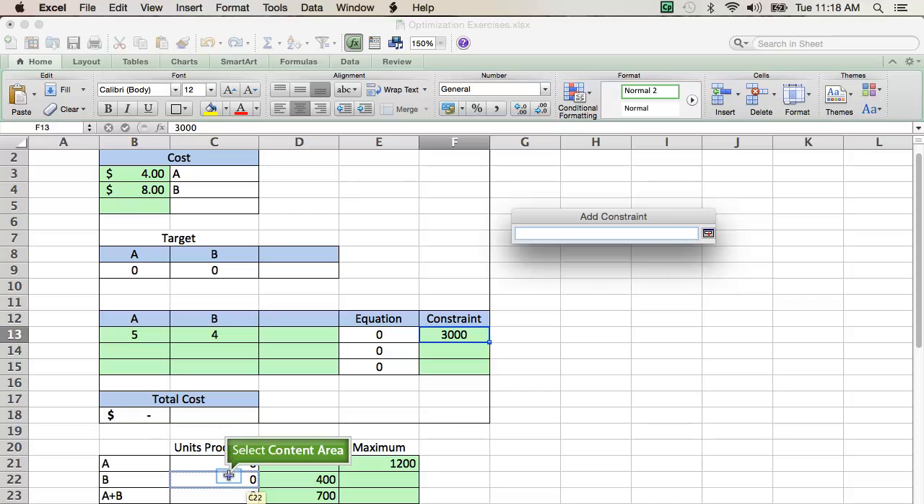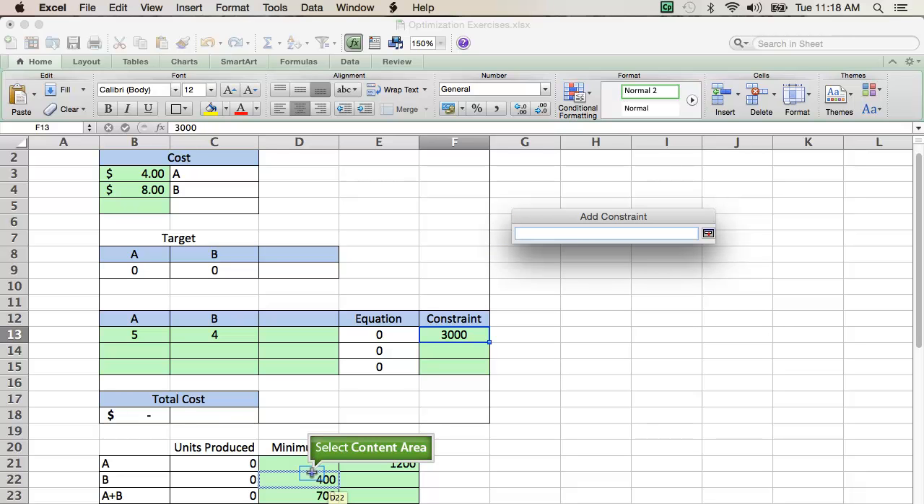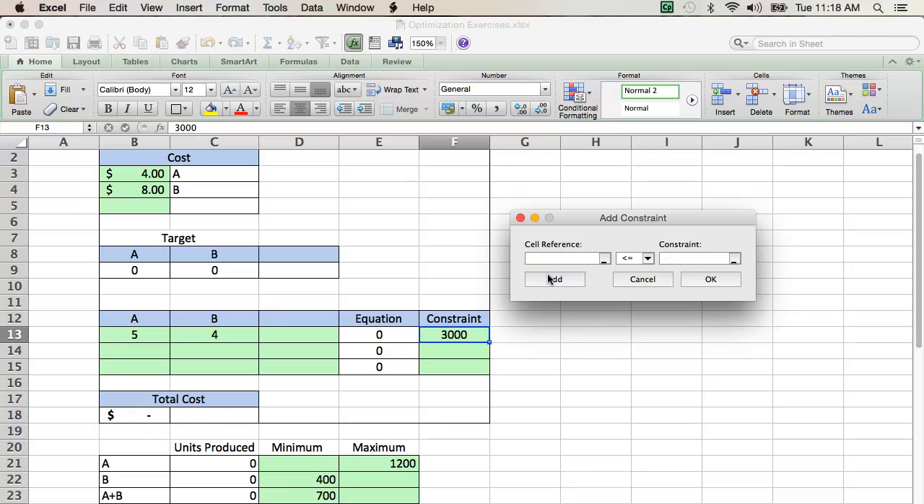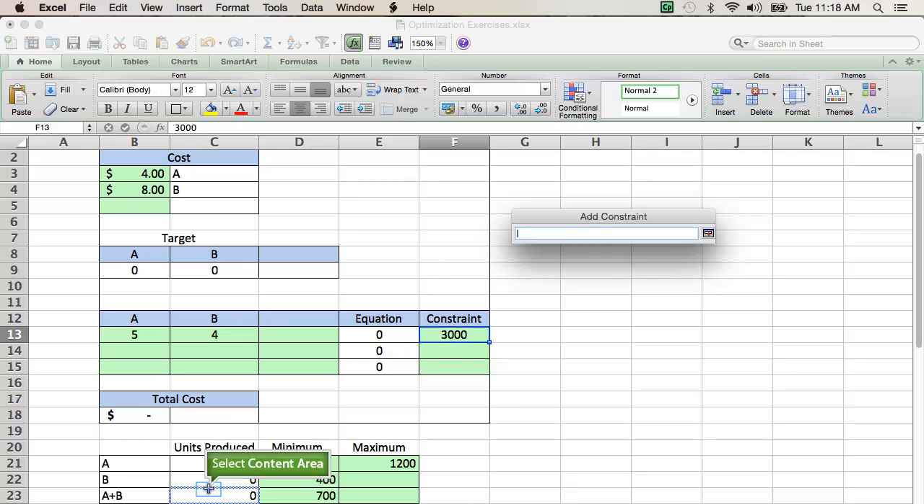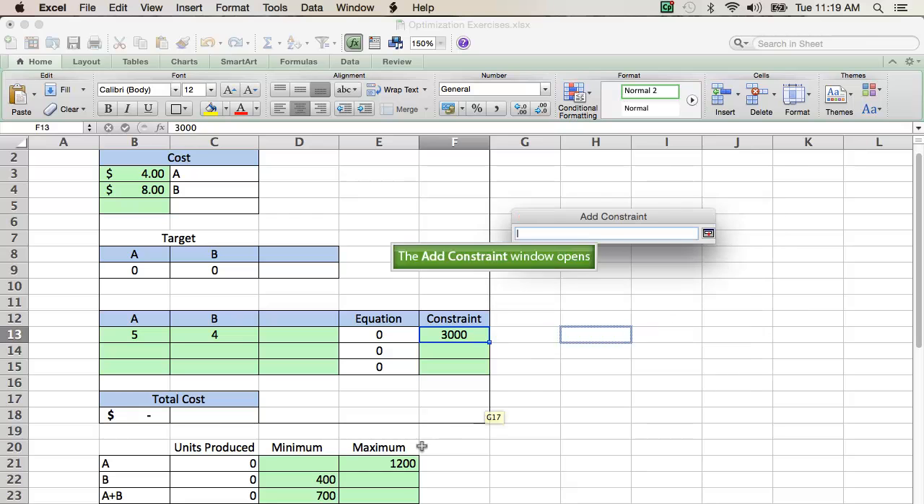C9 has to be a minimum or greater than or equal to 400. And one more to go. The sum of B9 and C9, which we programmed into our cell right here in C23, has to be a minimum or greater than or equal to 700.